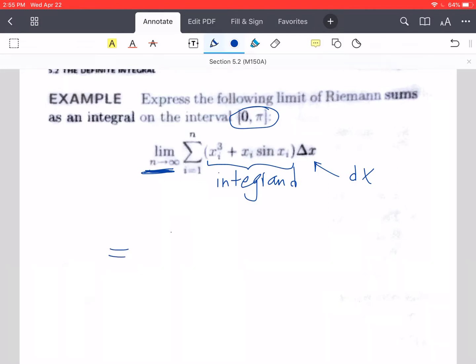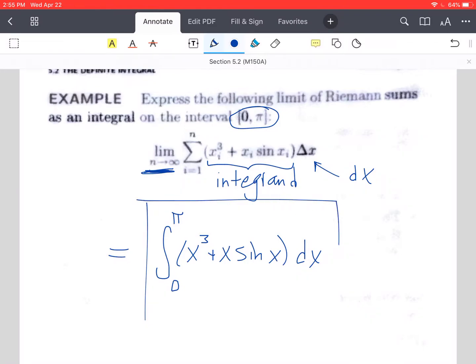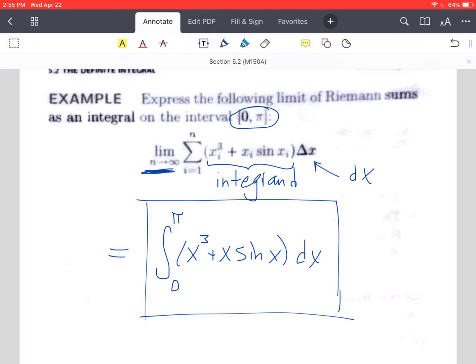So this is going to be equal to the integral from 0 to pi, lower bound to upper bound, of x cubed plus x sine of x dx. So this would be our integral that represents the same thing as that limit of the Riemann sum. Okay, so there's our definite integral for this situation.